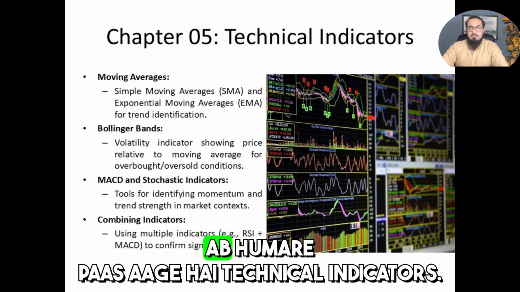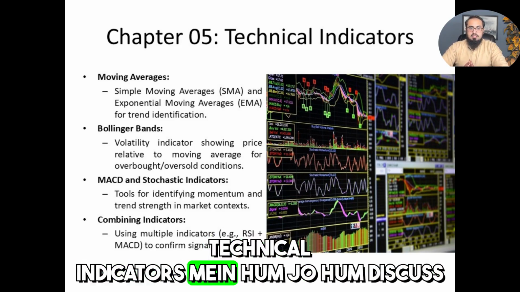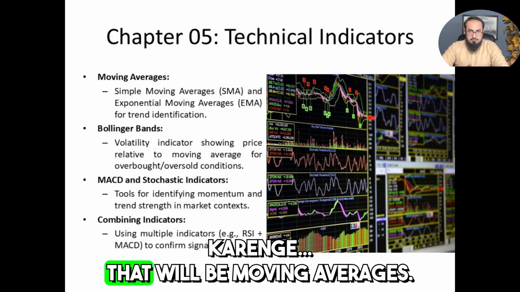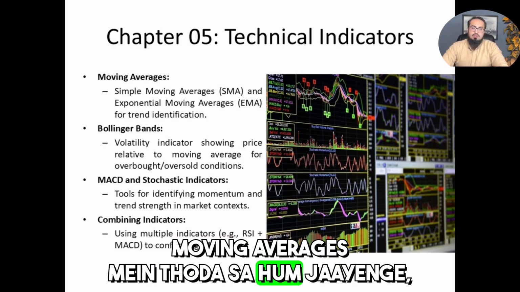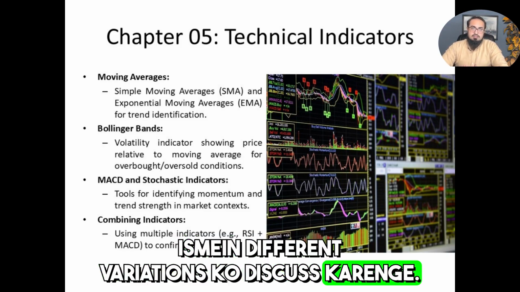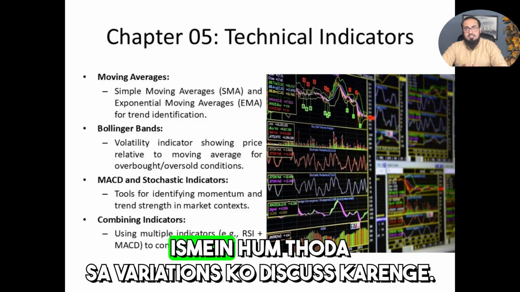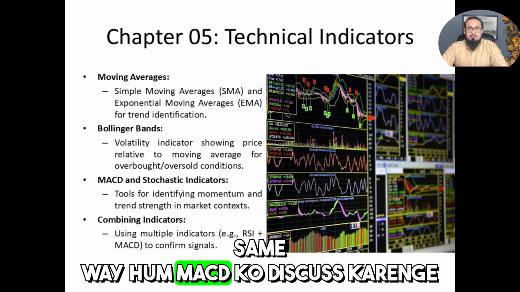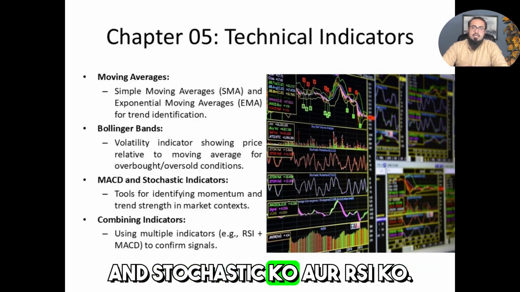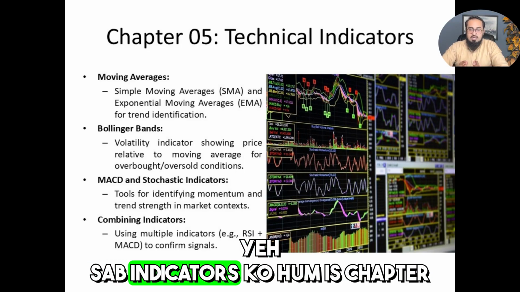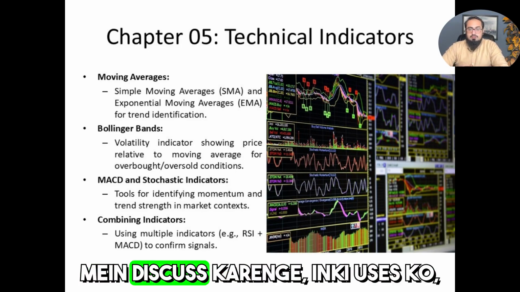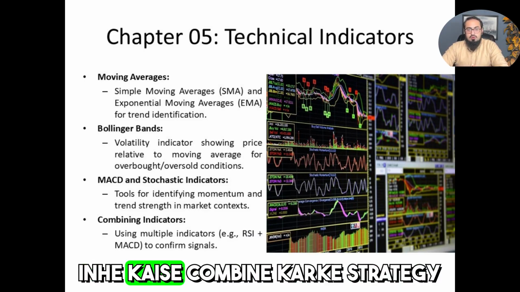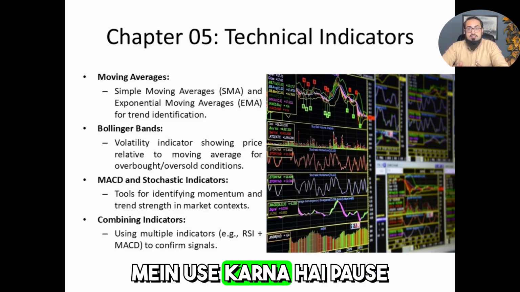So let's move on to indicators. Now we have technical indicators. In technical indicators, what we will discuss will be moving averages. Then we will go a little into moving averages and discuss different variations. Then we will move on to Bollinger Bands. We will discuss a little variation in it. We will discuss all these indicators in this chapter, how to use them and combine them in a strategy.